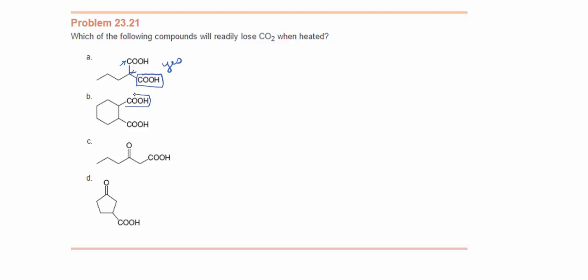Now here we have a carboxy group, but it is not bonded to the alpha carbon of another carbonyl. It is bonded to the beta carbon. So this will not lose carbon dioxide. Here is a carbonyl, and here is the alpha carbon, and we have a carboxy group bonded to that alpha carbon. So this is a yes. Here is our carbonyl, and here is our alpha carbon. Here is the beta carbon, and here's our carbonyl. So this will not lose carbon dioxide.